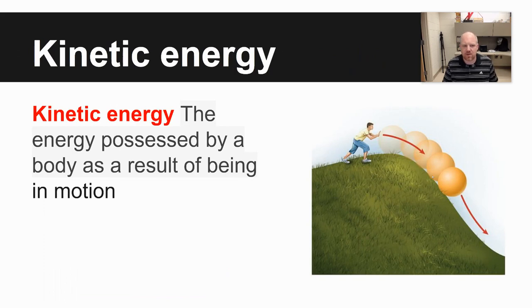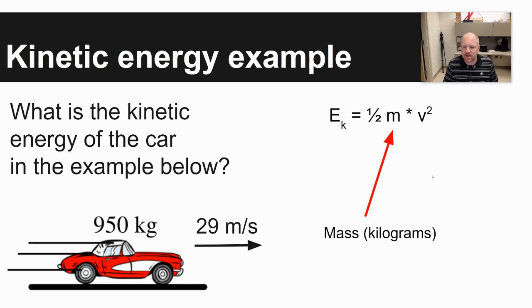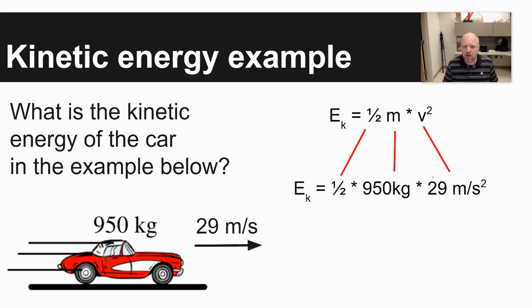The second form of energy we're going to talk about is kinetic energy. It's energy due to motion. It says kinetic energy is the energy possessed by a body as a result of being in motion. It asks what is the kinetic energy in the example below. You see a car with a mass of 950 kilograms moving 29 meters per second. Kinetic energy, E sub k, is equal to 1/2 times mass in kilograms times velocity squared, measured in meters per second. How would you go through and solve this problem?